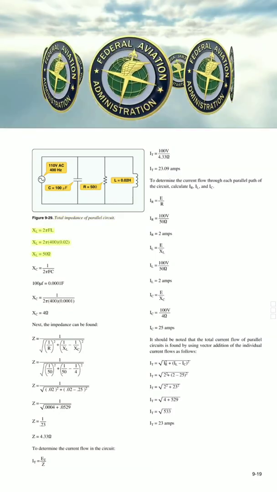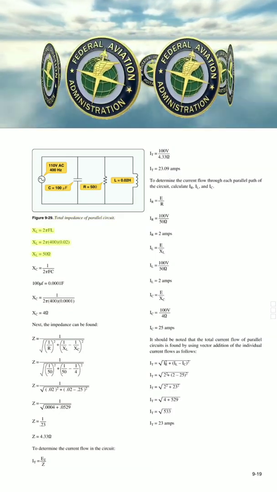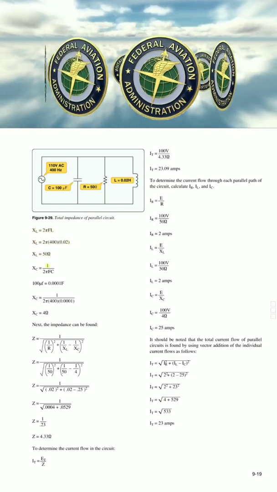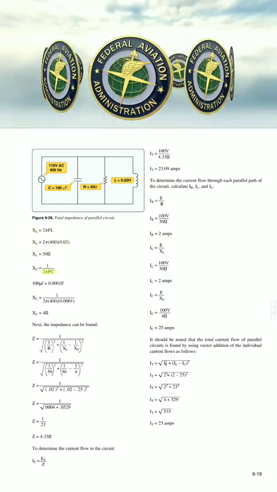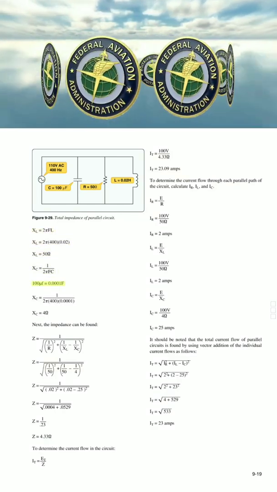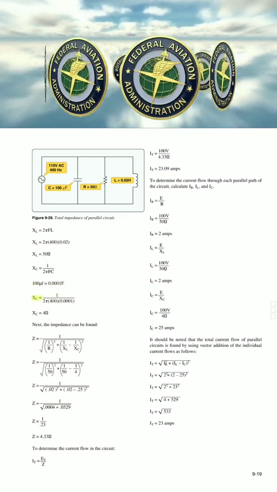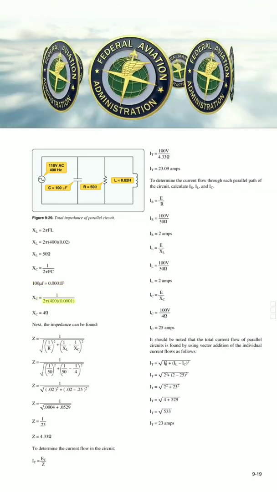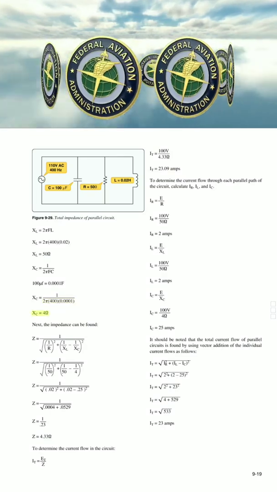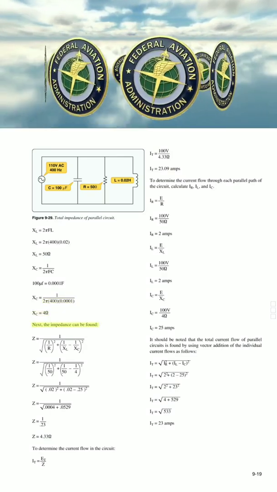XL equals 2πfL. XL equals 2π × 400 × 0.02. XL equals 50 ohms. XC equals 1/(2πfC). 100 µF equals 0.0001 F. XC equals 1/(2π × 400 × 0.0001). XC equals 4 ohms. Next, the impedance can be found.